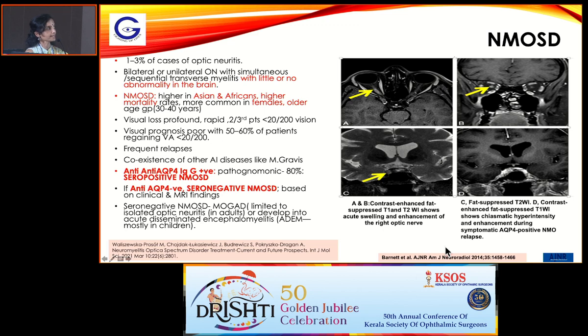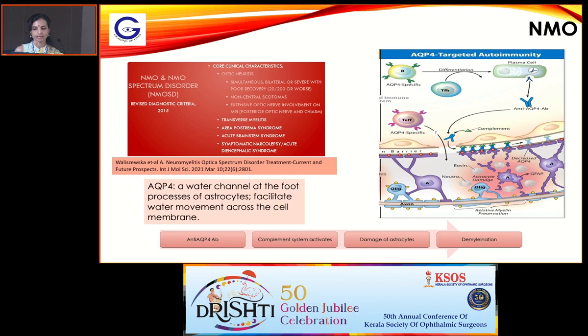The left-hand side shows you the MRI pictures with swelling and enhancement of the right optic nerve, and it could be a long optic nerve involvement. Even the chiasm could be involved. So what basically happens is aquaporin 4 is a water channel which is present at the foot process of the astrocytes, which facilitates water movement across the cell membrane. So when there is an antibody to that, there is complement activation, damage to the astrocytes, and demyelination. That is how the whole pathway gets activated.